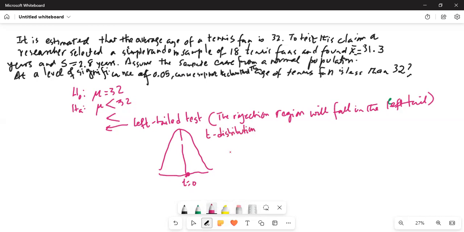T is equal to 0 in the center. This is a left tail test. That means this is the area of rejection of H0, and area of rejection is equal to alpha equal to 0.05. Okay. So there's a degree of freedom associated with this t distribution. N minus 1 is 18 minus 1 is 17.